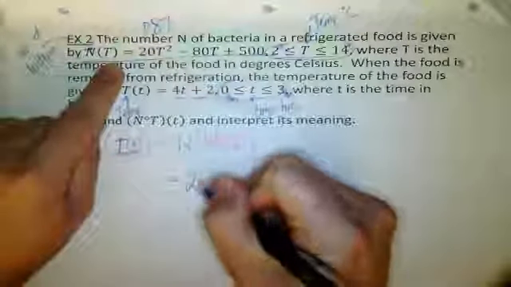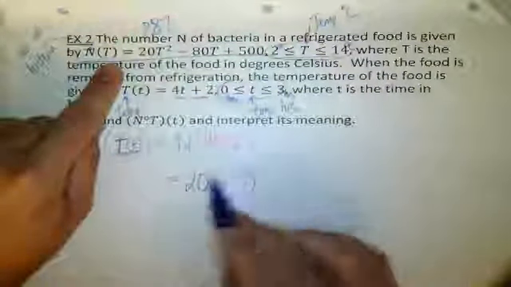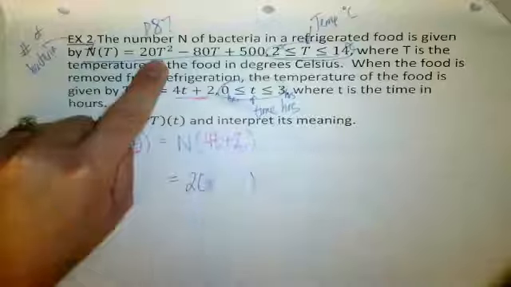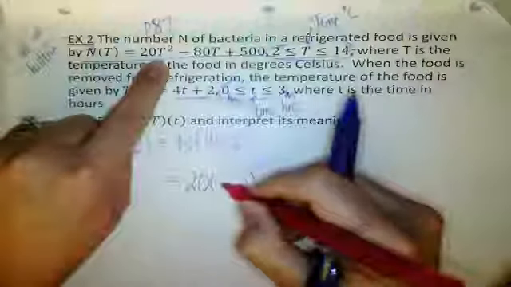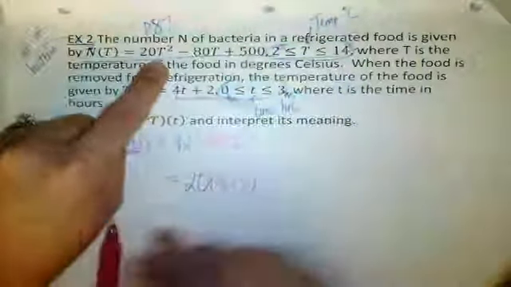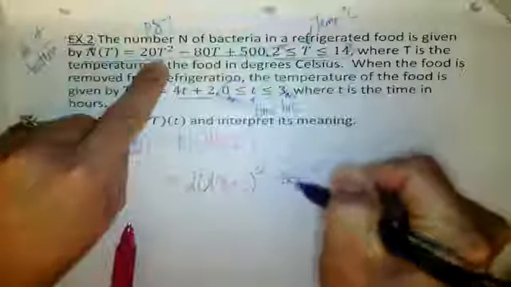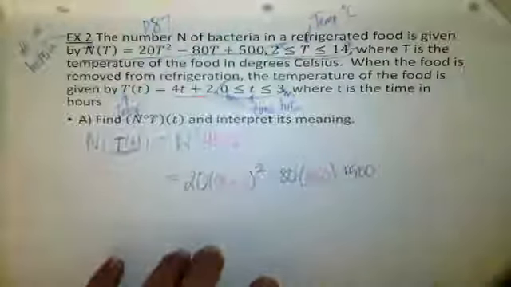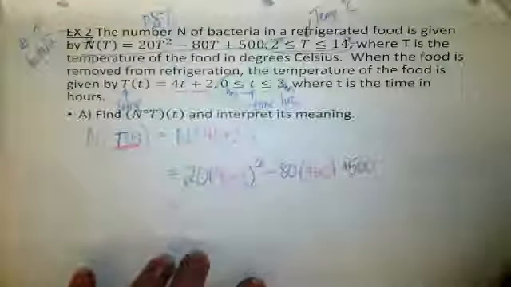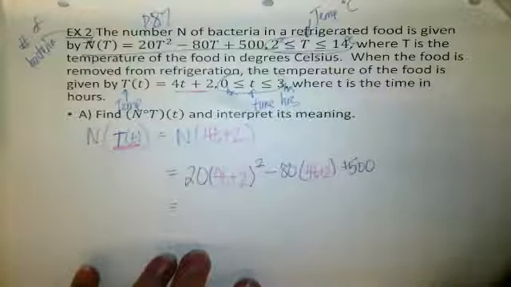And so we have 20. And what are we plugging in place of the big capital T? Yeah, we're plugging in 4t plus 2 squared minus 80 times 4t plus 2 plus 500. Okay. And what do we need to do? Multiply a bunch of stuff together, right?